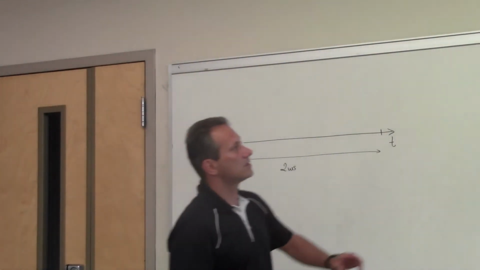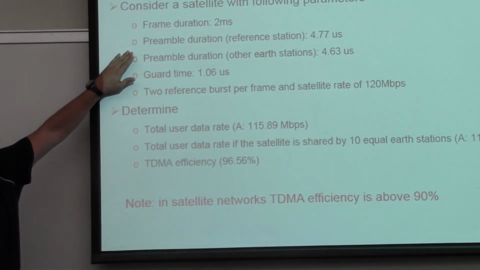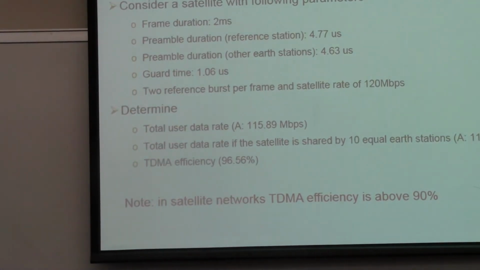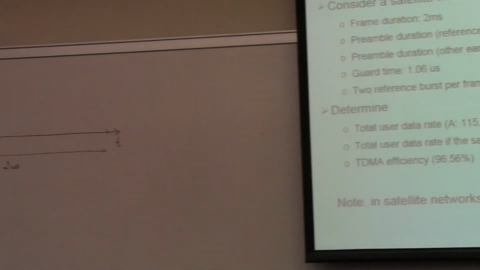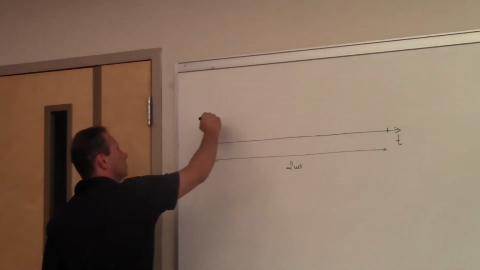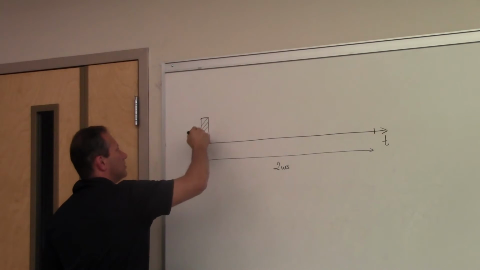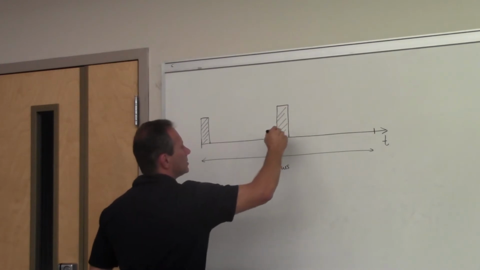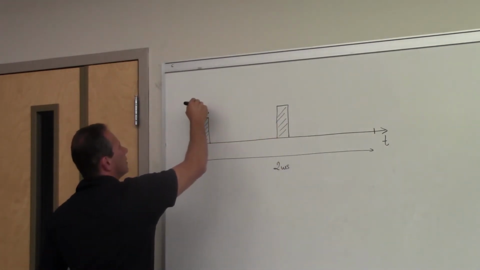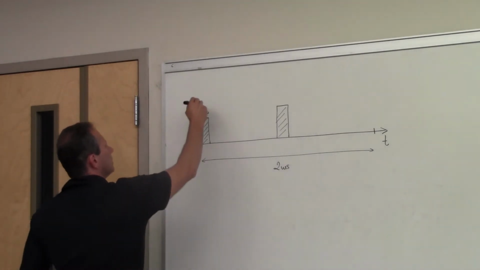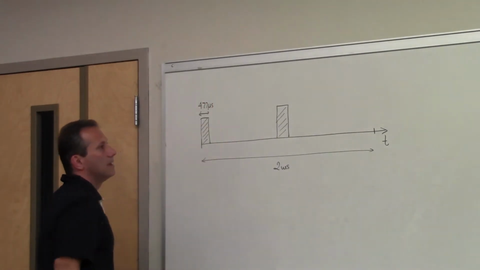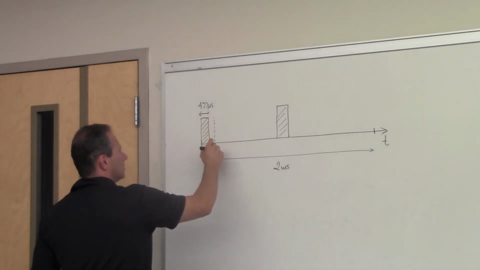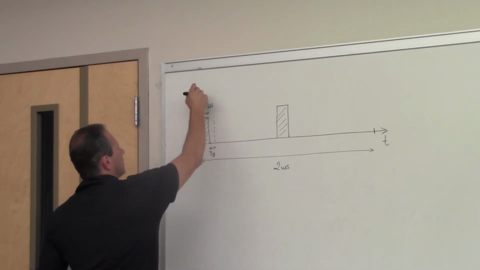It says it has preamble for reference station 477, and there are 2 reference bursts per frame. These are your heartbeats. These are the ones that synchronize everybody to the system. There are 2 of these, and one is presumably at the beginning, and the other is in the middle of the frame. So these are your 2 reference bursts. Each one of them is 477 microseconds. And then you have guard times of 1.06 microseconds. So there's a guard time here, T guard, T reference.